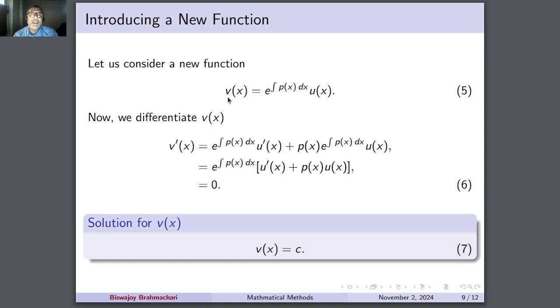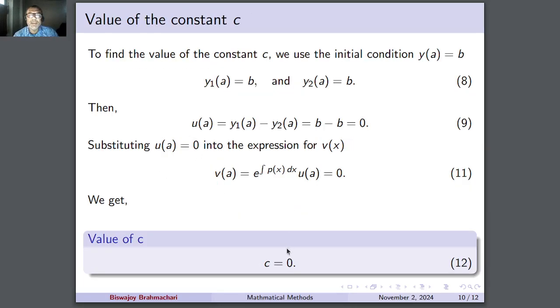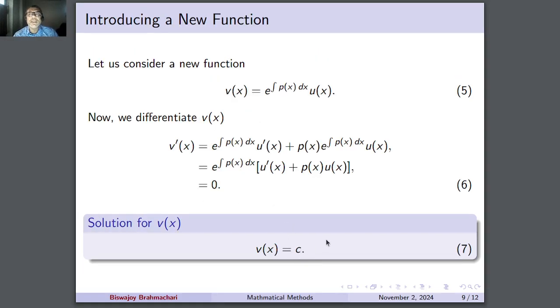Now let us define a new function, v of x, equal to e to the power integral p of x dx times u of x, and take the derivative of v of x with respect to x. Then we get two terms, the derivative of the exponential times u plus the exponential times u prime of x. If we take e to the power integral p of x dx as common, we get within brackets u prime of x plus p of x u of x. But this is the homogeneous part of the original differential equation, and we have already proved that this is 0. That means v dash of x equals 0. If the derivative is 0, that means v of x equals a constant. Let us find out what it is.